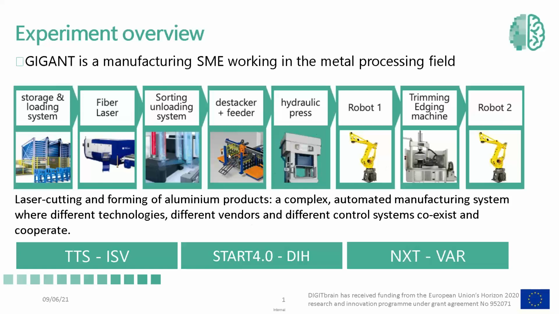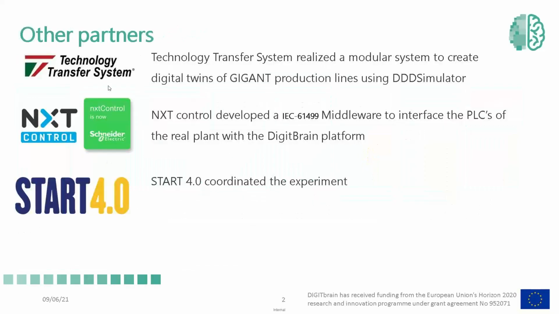We have also two other partners, which are NXT Control, which is now a division of Schneider Electric, providing middleware to interface the real client with the DigitBrain platform to acquire data from the PLC of the machine, and Start for 0.0, which is the iChain, coordinating the experiment. We are now in month 12 of the experiment. We are finishing the last touches to finalize the solution, and I will show you what we realized, what was the target of our experiment.